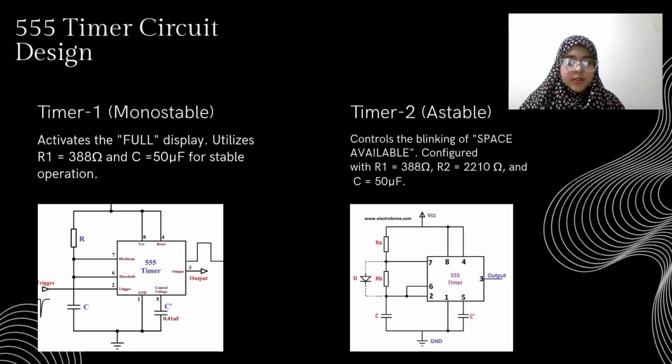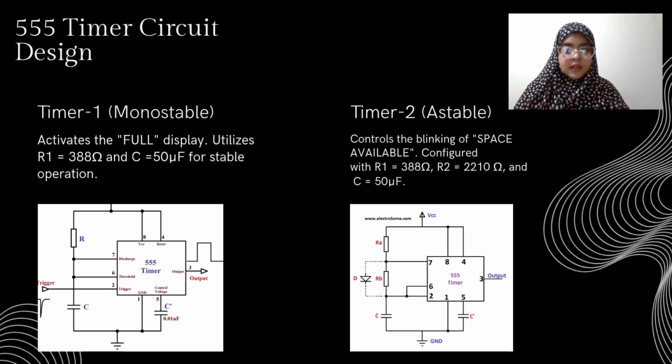When the count reaches 10, we trigger a 555 timer in monostable mode to display full. We derived the values: R1 is equal to 388 ohms, R2 is equal to 2210 ohms, and we considered C1 equal to 50 microfarad. From this we get T equal to 90 milliseconds.